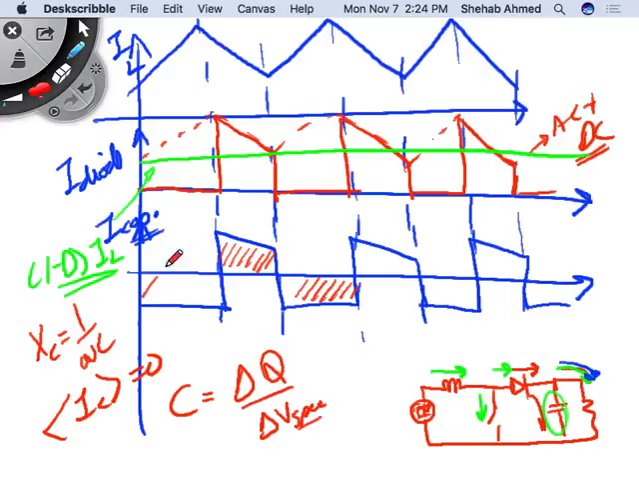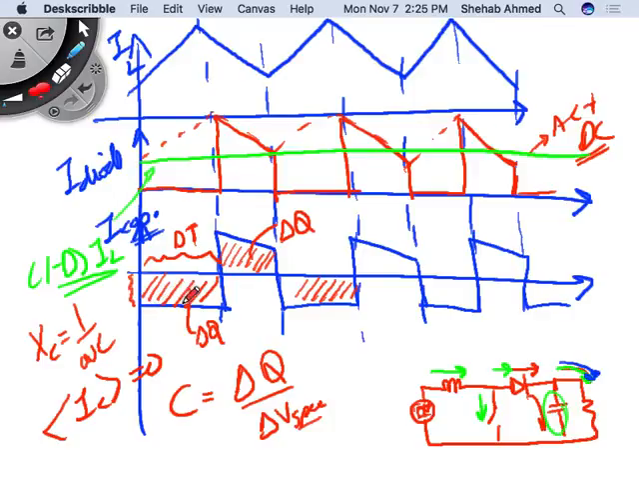How about delta Q? It is the area under this curve. I can either take this delta Q or this delta Q. Remember, the two areas are the same. Which is easier to calculate the area for? This one, the rectangle. This is when the switch is on. So this period is dt. Right? So this time period is dt.